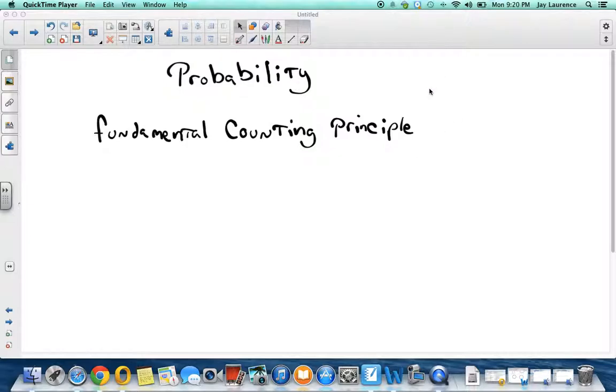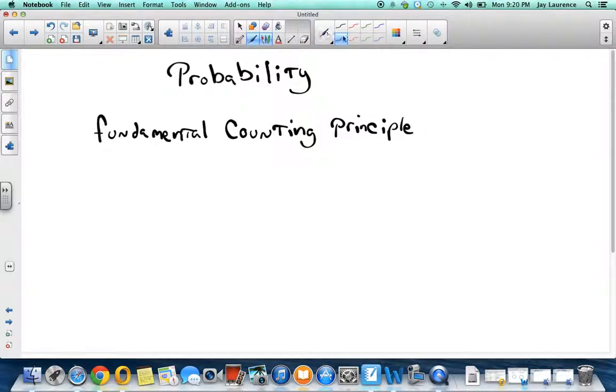This is going to be on probability, and probability is all going to start with the fundamental counting principle. Now, let me ask you this. Let's say you had 3 different shirts to wear, 3 shirts, and 4 different pairs of pants. Okay? And to appease those shoe lovers in the crowd, let's give you 5 pairs of shoes. How many different outfits could you make?